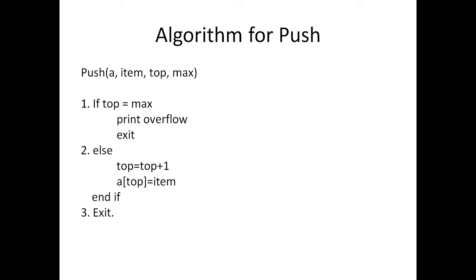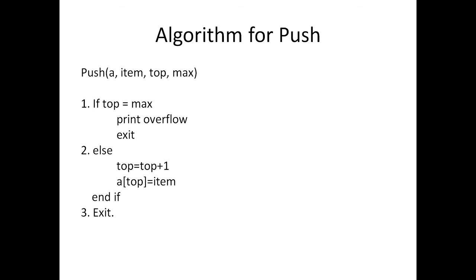Now the algorithm for push is seen here with an extra pointer called top. If top is equal to max, which is the maximum size of the array, that means we have used up the whole place for insertion and there is no place left. A message will be printed as overflow and the program will exit. Otherwise, if top is not equal to max, you will increment top, top equals top plus 1, and in A of top, that is, in the array A at position top, we will insert the new item and then quit.